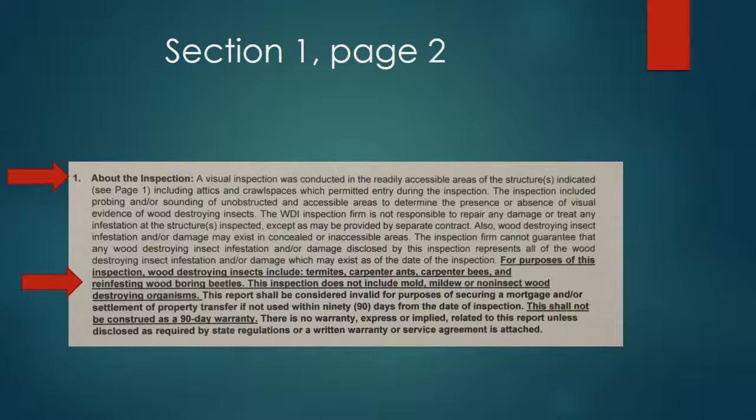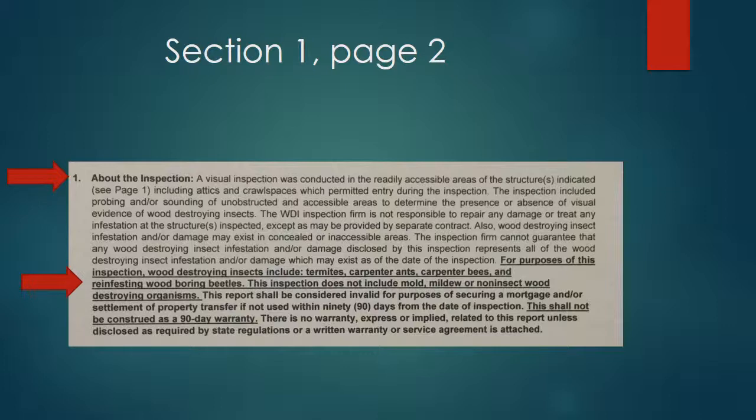Second red arrow there, and you'll see this is in bold face and underline. It says, for purposes of this inspection, wood-destroying insects are going to include termites, carpenter ants, carpenter bees, and reinfesting wood-borne beetles. This inspection does not include mold, mildew, or non-insect wood-destroying organisms. Obviously, we need to stop there real quick because this is important. Most people are not aware that the 4 insects included on this are the termite, the carpenter ant, the carpenter bee, and a wood-boring beetle.